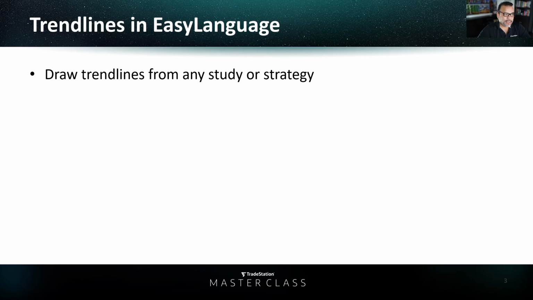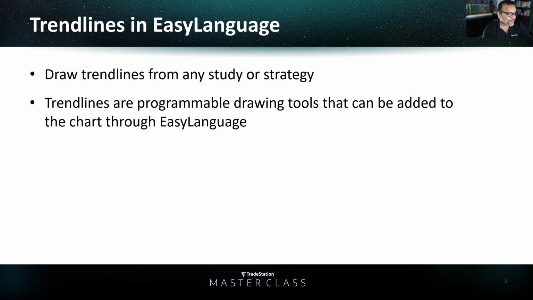Trend lines can be drawn from any study or strategy. And this is really interesting because a lot of times there are some reserved words and functions that only work in a certain type of Easy Language document. For example, Plot1 is a reserved word that only works on indicators. If you try to use the word Plot1 in a strategy, it doesn't work. But all the reserved words and functions that we're going to take a look at today, at least the ones that are related to trend lines, can be used in both. It can be used in studies, and it can also be used in strategies.